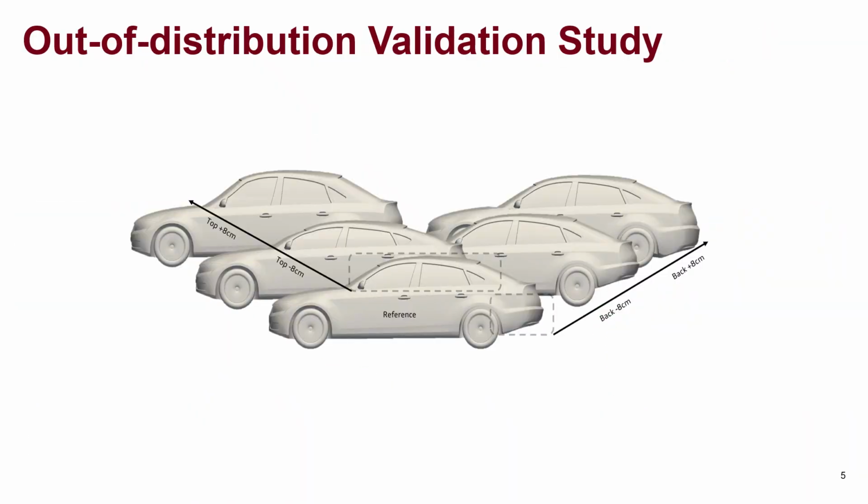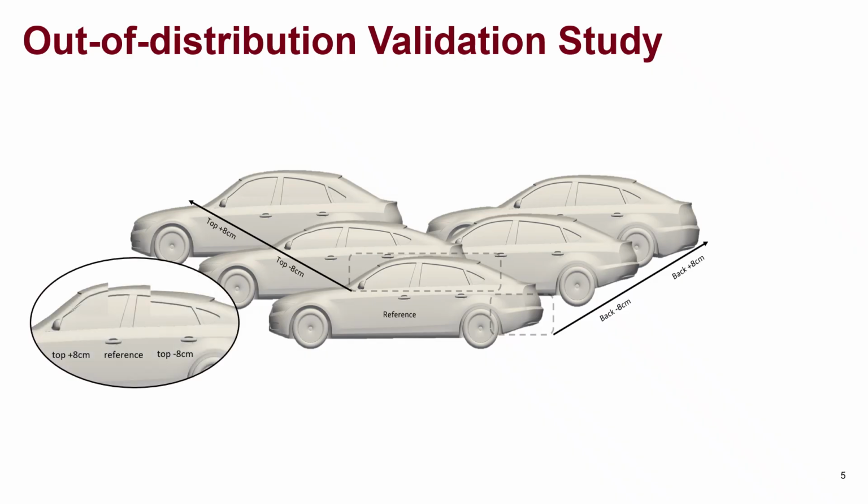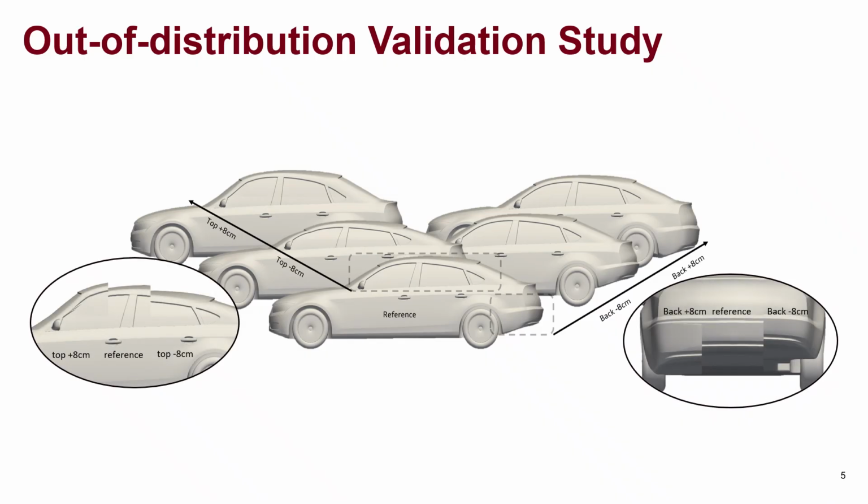To test the performance beyond the training set, an out-of-distribution study was carried out on a salient geometry that was not used for training or validation. Two regions, the roofline and the rear bumper, were morphed by 8 cm along the local surface normal, producing four variants. The base and morphed shapes were then evaluated by TripOptimizer and independently by high-fidelity CFD to determine whether the aerodynamic effects of local edits were predicted accurately.